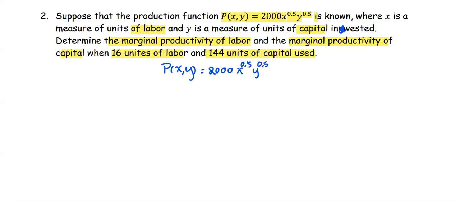The function given is P of x, y equals 2000 times x to the 0.5, y to the 0.5. To understand the problem, since x measures the units of labor and y measures units of capital, the end goal is to find the marginal productivity of labor. Focus on the labor. Labor is the x. So this piece is the partial derivative of P with respect to x, whereas the marginal productivity of capital, where capital is represented by y, is the partial derivative of P with respect to y. When 16 units of labor, that means when x equals 16 and y is 144.